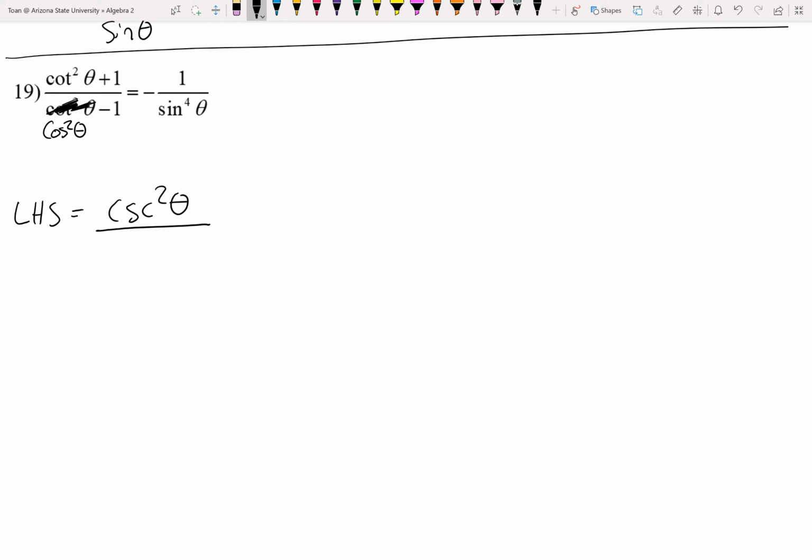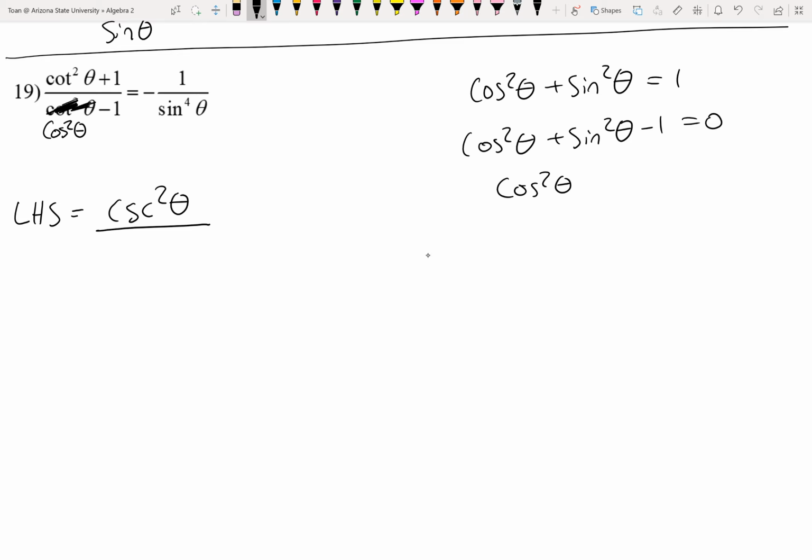So let's recall Pythagorean identity in its basic form. It says cosine squared theta plus sine squared theta equals 1. But this says cosine squared theta minus 1. So in order for that to happen, we must have subtracted the 1 from both sides, and then subtracted the sine squared over. So we can see, according to Pythagorean identity, that cosine squared theta minus 1 is negative sine squared theta.